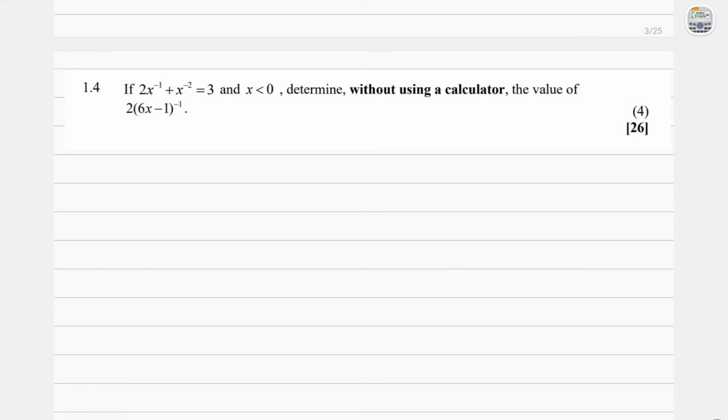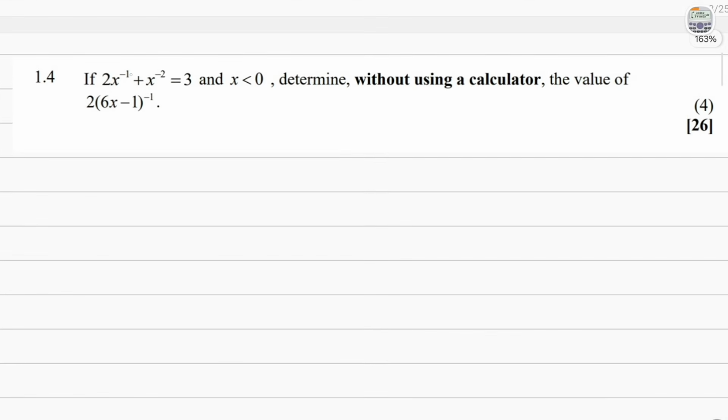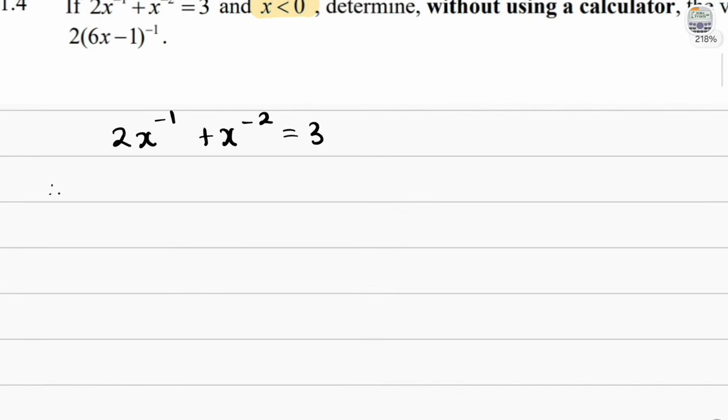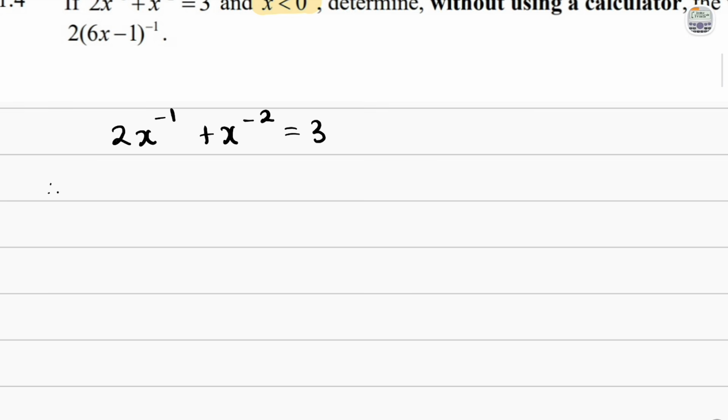Question 1.4 says, if 2x to the power of negative 1 plus x to the power of negative 2 equals 3, okay, these exponents are just negative, and x is less than 0, determine without using a calculator the value of 2 times 6x minus 1 to the power of negative 1. Okay, let's just rewrite what they gave us first, and then we'll rewrite it as positive exponents. They have given us that 2x to the power of negative 1 plus x to the power of negative 2 equals 3.